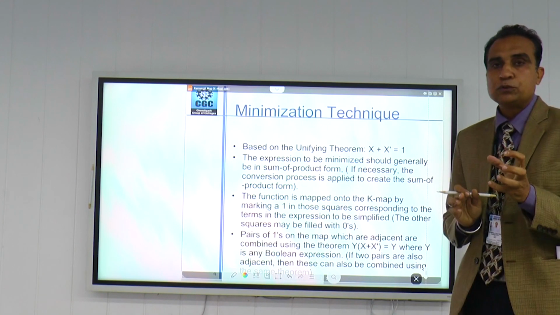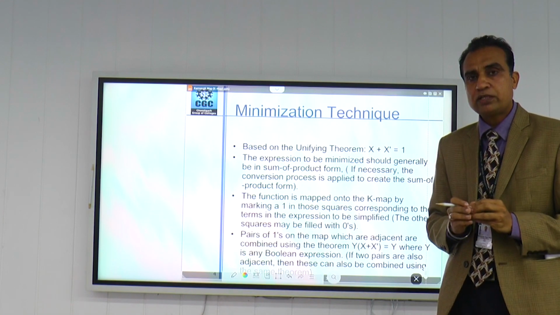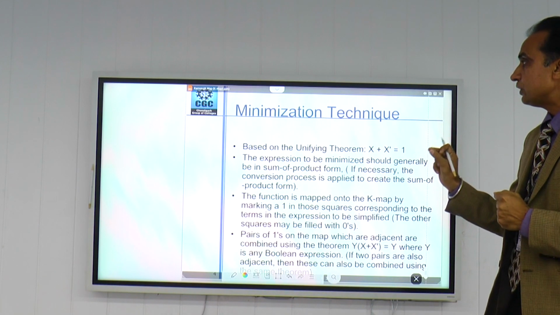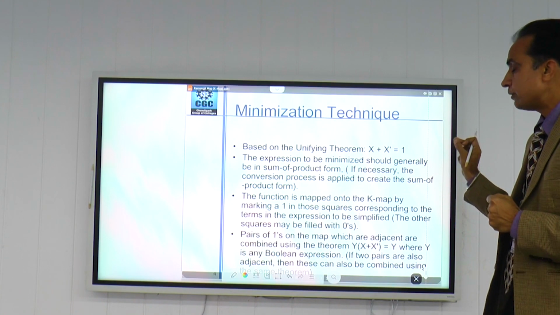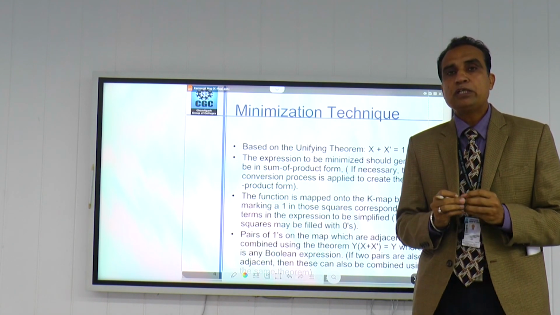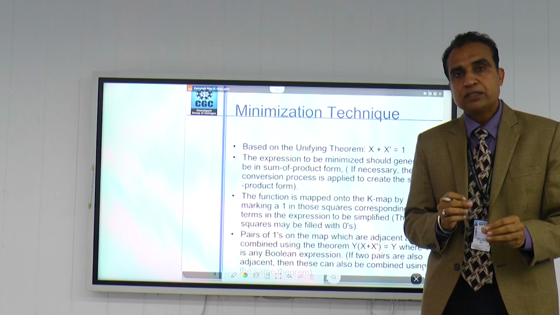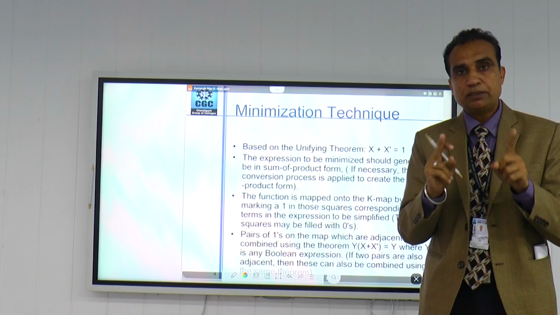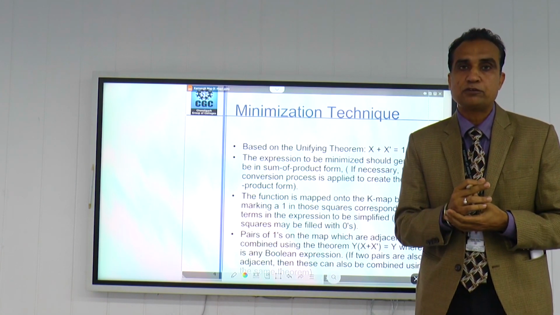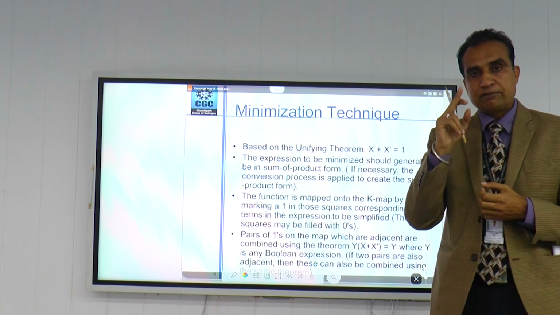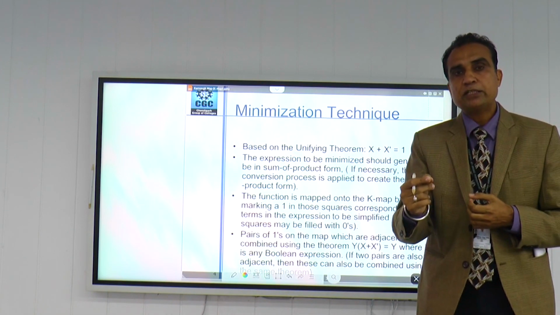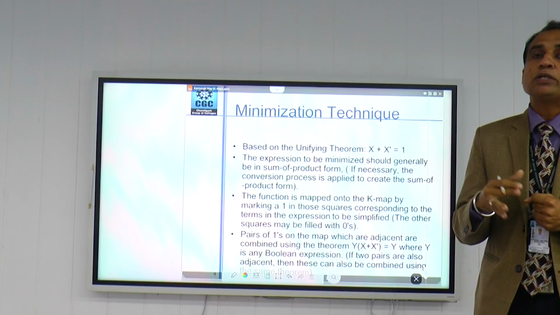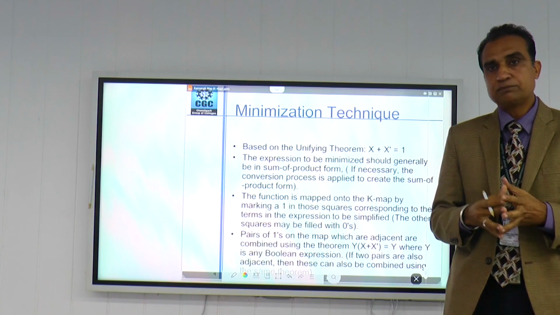Now how do we simplify the equation with the help of a K-map? These are the minimization techniques used in a K-map. Based on the unifying theorem, x plus x complement is equal to 1. When we put the values into the K-map, then we have to simplify the equation. Now what is the basic idea? How do we simplify the equation? That depends on the unifying theorem. Unifying theorem means a variable plus the complement of the variable is equal to 1. By using the unifying theorem, we are going to eliminate the variables from the equation.